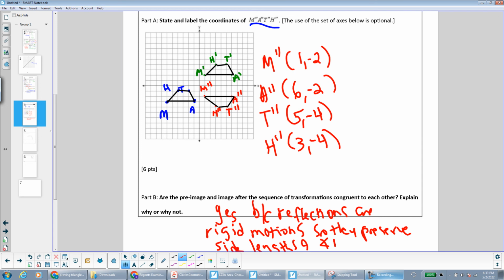Remember what makes two triangles or two shapes congruent to each other is that they have congruent corresponding sides and congruent corresponding angles. So in order to be sure that the pre-image and the image are congruent, we need to mention that the side lengths stay the same and that the angle measurements stay the same. And that is what is meant by saying that this transformation is a rigid motion.